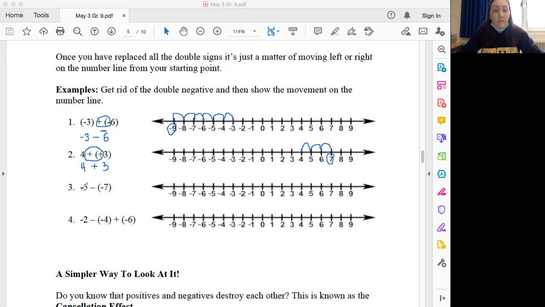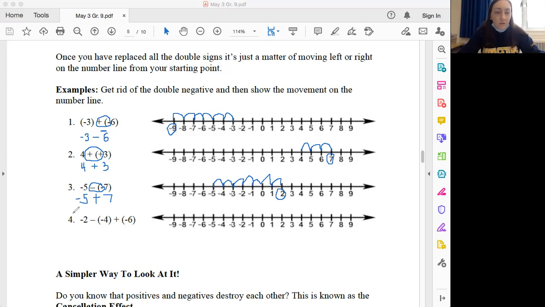For number 3, we have -5 minus -7. We have our two signs that are beside each other. Two negatives make a positive. So the way I think about it is there's two negatives and they come together to make a positive. Little trick that I've always had. So that means -5 plus 7. So we're going to start at -5 here, and because it's plus, we're going to go to the right 7 times. So 1, 2, 3, 4, 5, 6, 7. So your answer is +2.